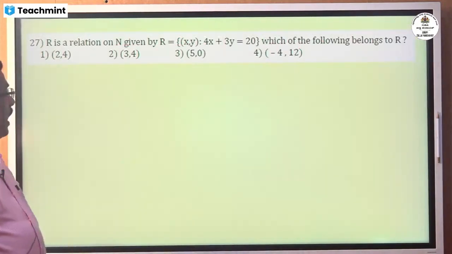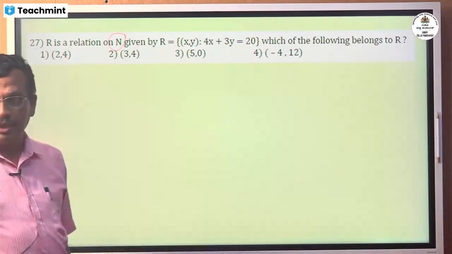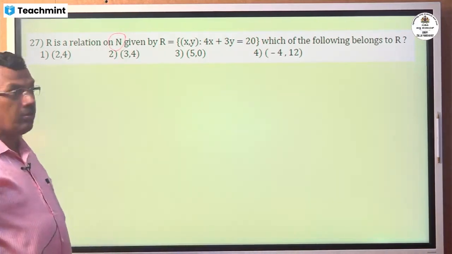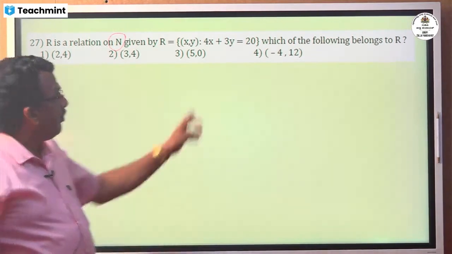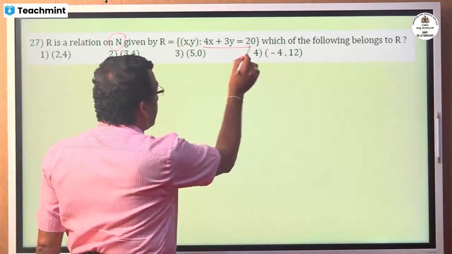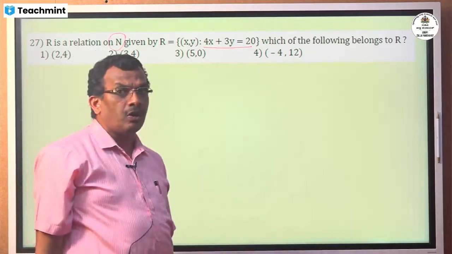Next, R is a relation on n. R is a relation on n. What is n? Set of natural numbers. Set of natural numbers. Then which of the following belongs to R? Relation is given here. They have said the relation is like this. Then which of the following is belonging to R?